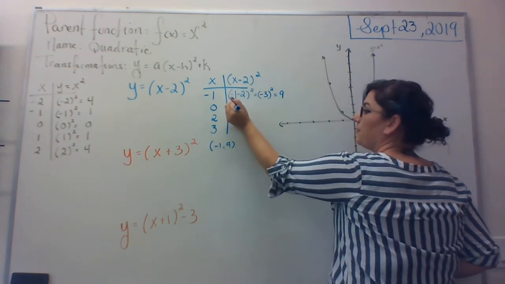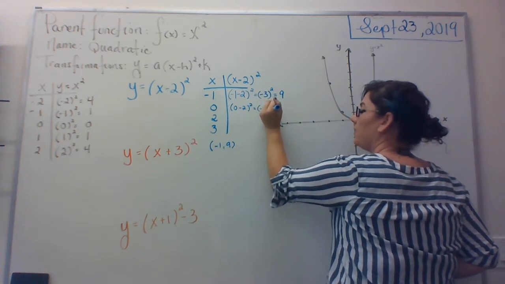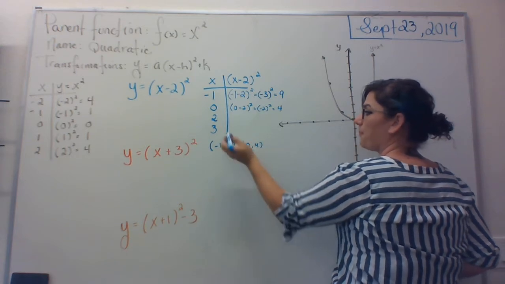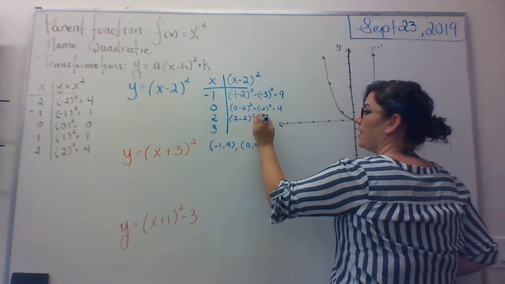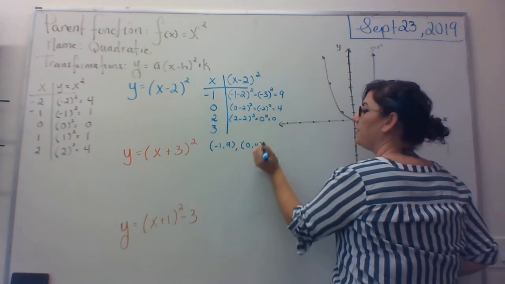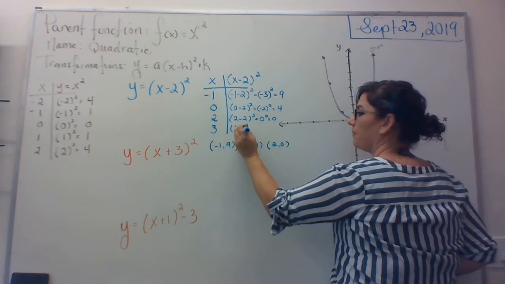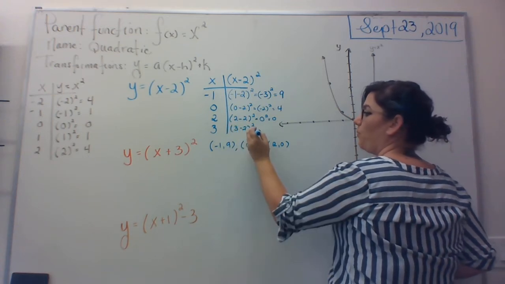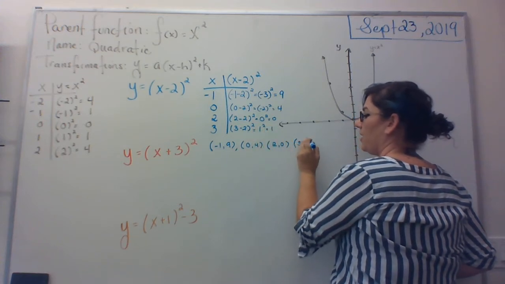Plug in my 0. I get negative 2 squared, which gets me 4. Next ordered pair is 0, 4. Plug in 2. That gets me 0 squared, which gets me 0. And then I'm going to plug in 3. That gets me 3 minus 2, which is 1. 1 squared, which is 1. And that's going to get me 3 comma 1.